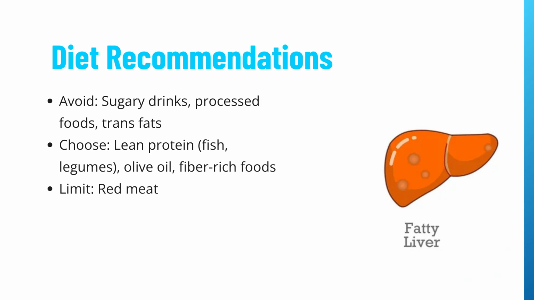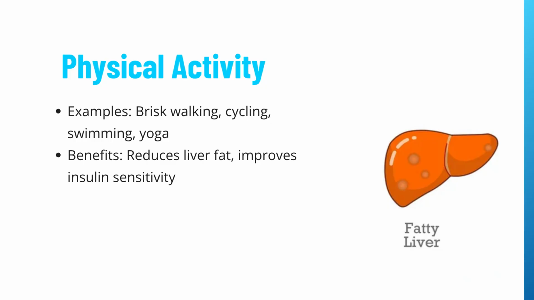Specific diet tips include avoid sugary beverages and processed foods, choose lean proteins like fish and legumes, use olive oil instead of saturated fats, eat plenty of fiber-rich foods, and limit red meats and trans fats. Even if weight loss is modest, regular physical activity helps improve insulin sensitivity and reduce liver inflammation. Examples include brisk walking, cycling, swimming, yoga, or Pilates.